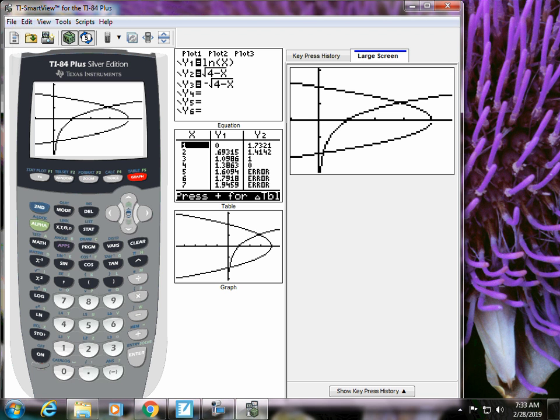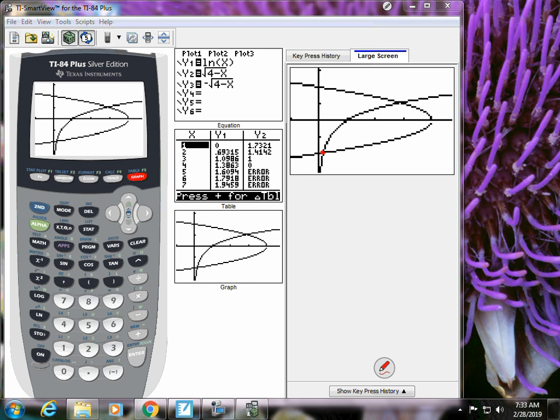Okay. So let's figure out what this point is here, and I'm going to store the x coordinate in A and the y coordinate in C.